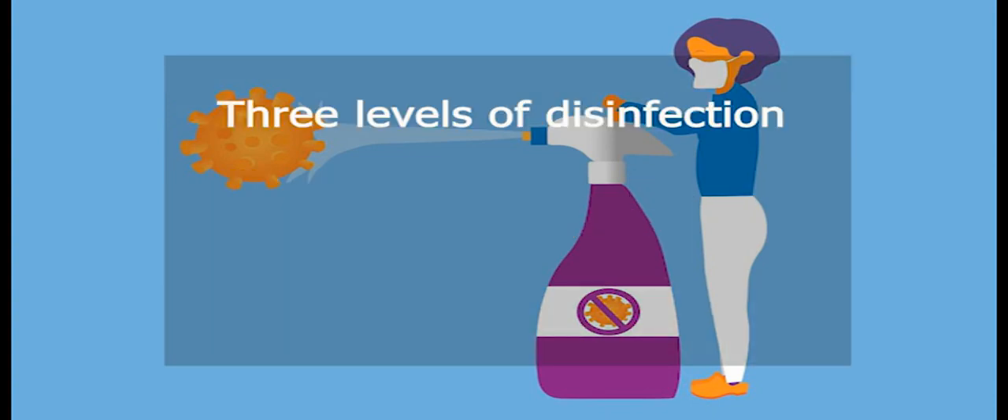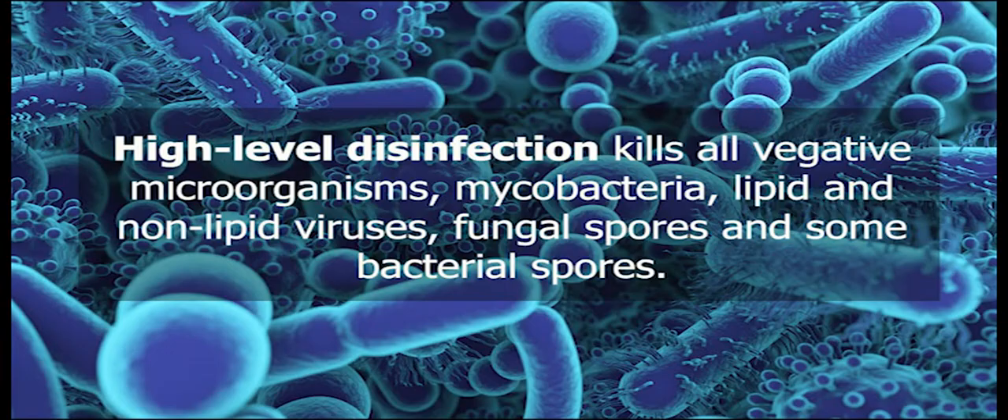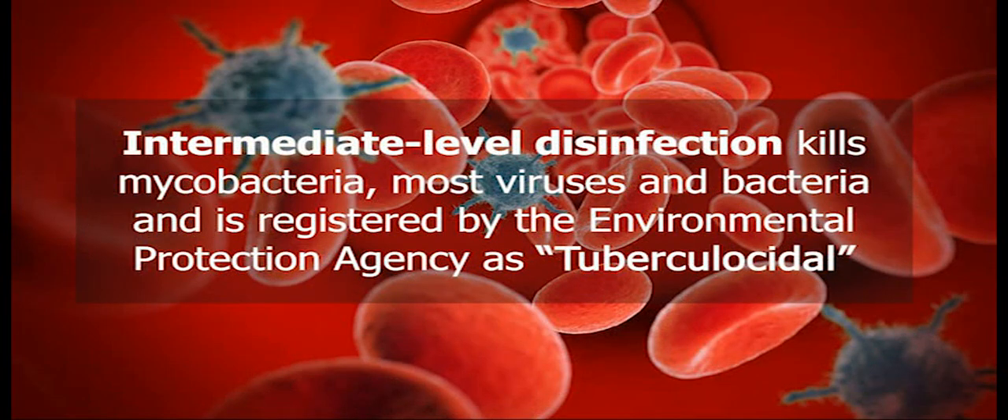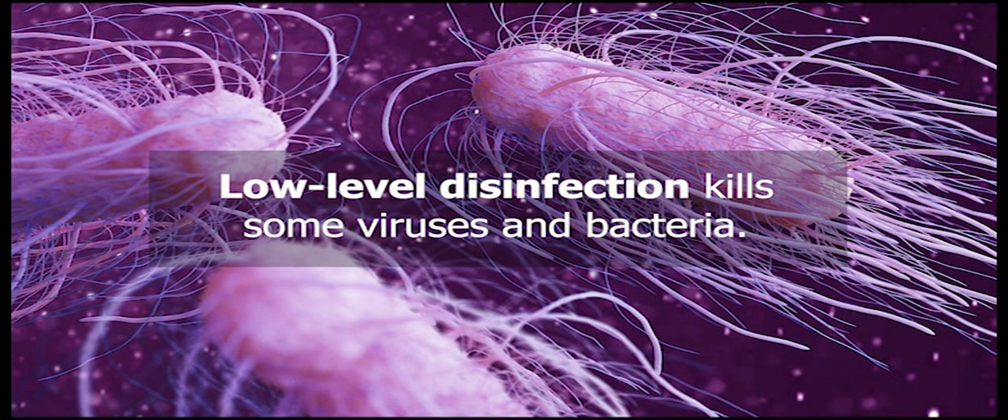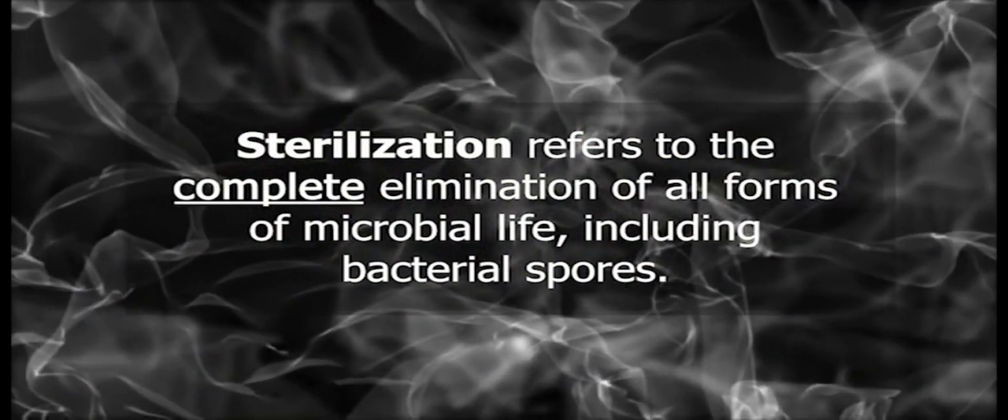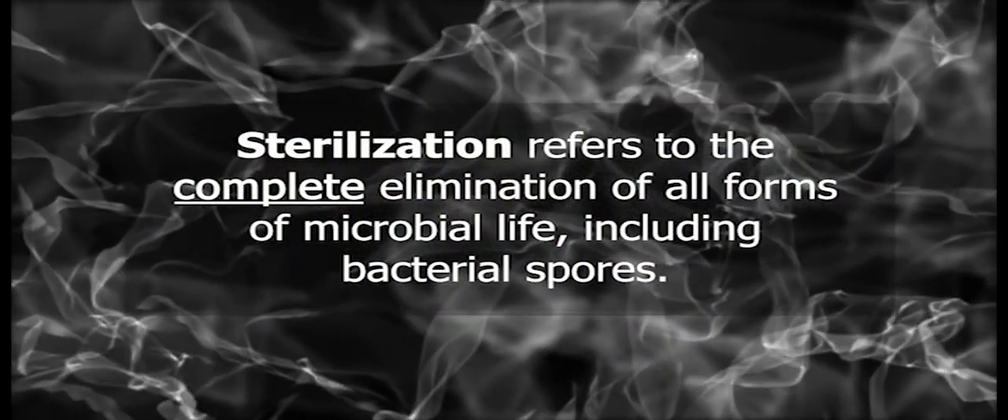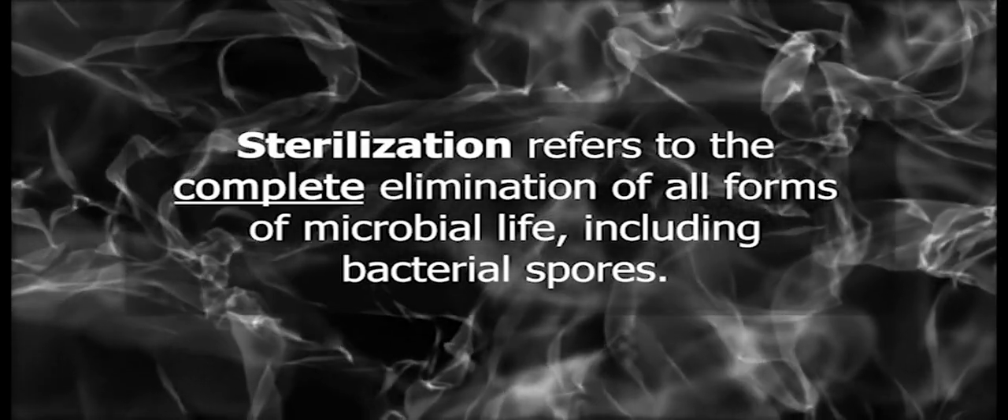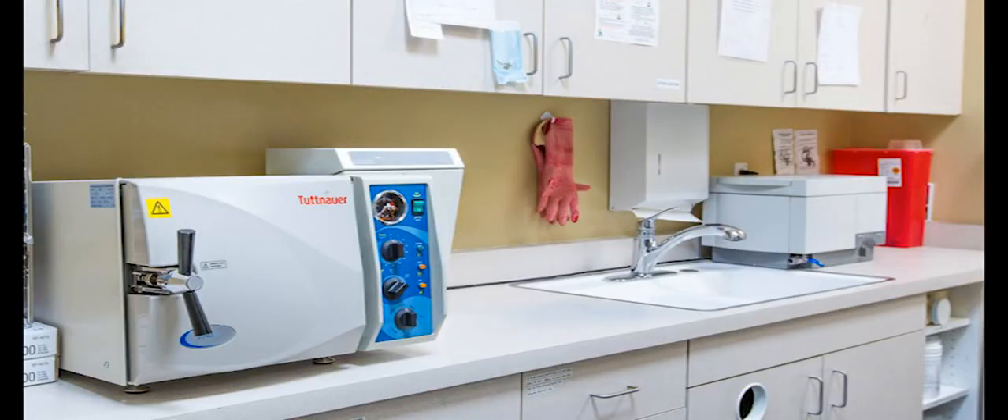There are 3 levels of disinfection: high, intermediate, and low. High-level disinfection kills all vegetative microorganisms, mycobacteria, lipid and non-lipid viruses, fungal spores, and some bacterial spores. Intermediate-level disinfection kills mycobacteria, most viruses and bacteria, and is registered by the Environmental Protection Agency as tuberculocidal. Low-level disinfection kills some viruses and bacteria. Sterilization refers to the complete elimination of all forms of microbial life, including bacterial spores. Objects can be sterilized by a physical process like an autoclave or by using certain chemicals.